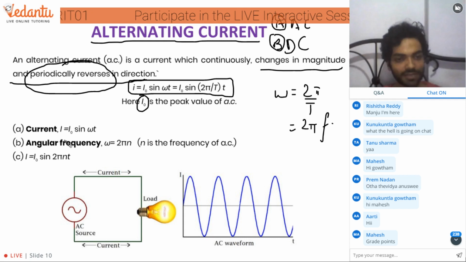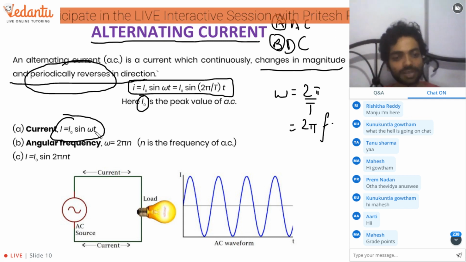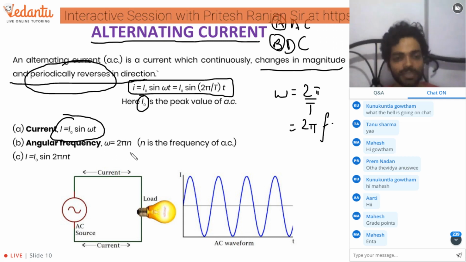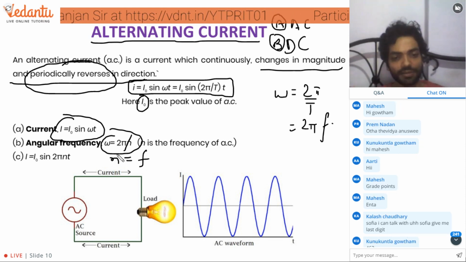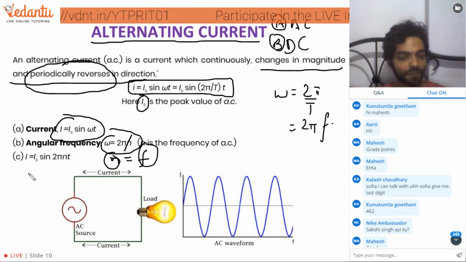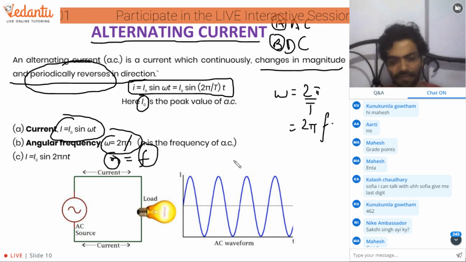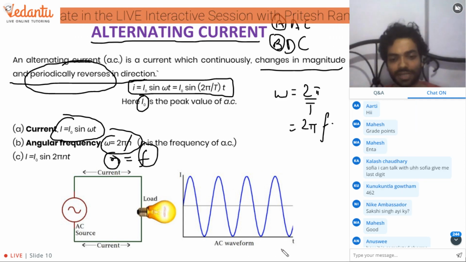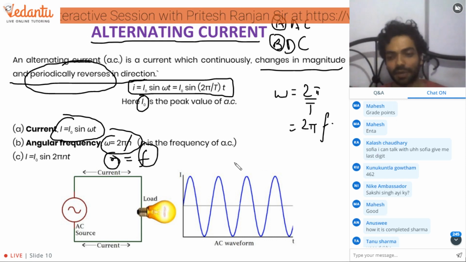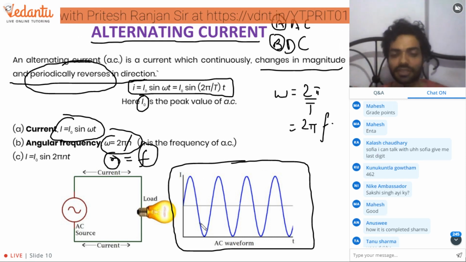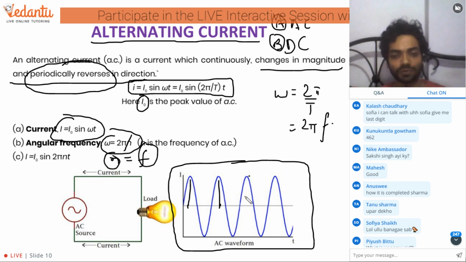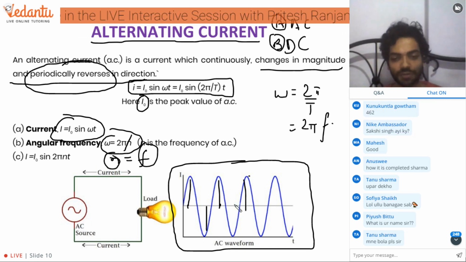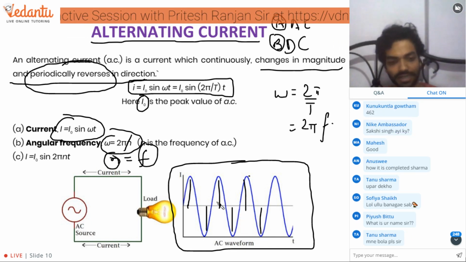So current is represented as I equals I naught sine omega t, with angular frequency 2 pi n. You can take this n to be f; it represents the frequency. Here you can see the visualization of how this alternating current varies with time. With respect to time, the current value changes, and at certain times the current reaches its maximum value. This is the form of current which we are receiving in our household circuitry.